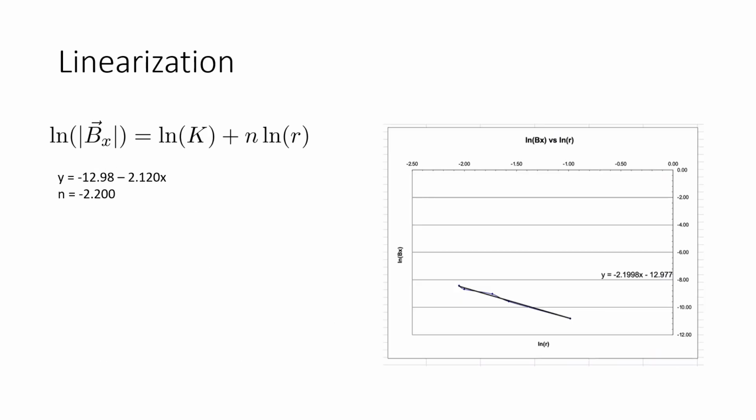Once we had received all the data, we had to use some mathematical concepts so that we could solve for n, and in this case n was basically our slope, as you can see in our graph that we had created on the right.